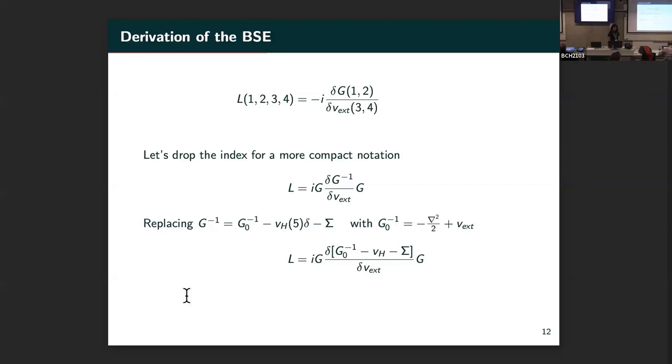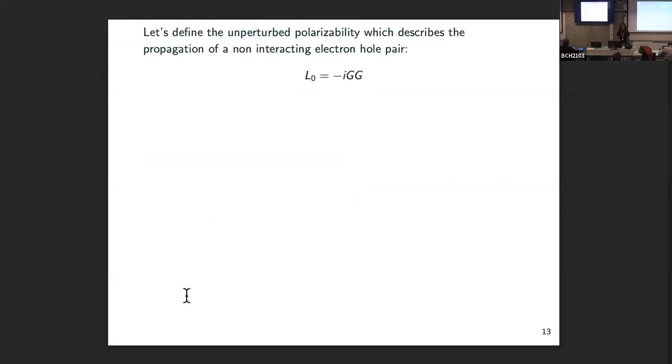And we can split basically this part on one side and the rest on the other side. Now, can someone recognize what this is that we have obtained here? Chi zero. Chi zero, exactly. Or what I will define as the analogous in the context of our four-point polarizability, L zero. And this will be basically the propagation of the two non-interacting particles, electron and hole.